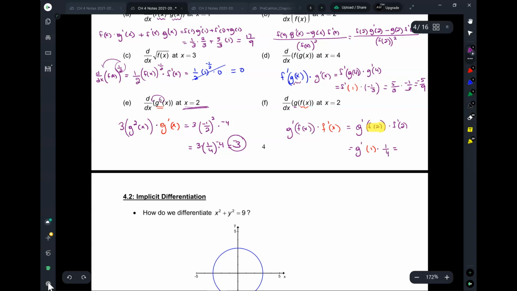Okay, but now I still have to go one more step. Now it's g prime of 1, 2/3, times 1/4, 1/6. Okay?